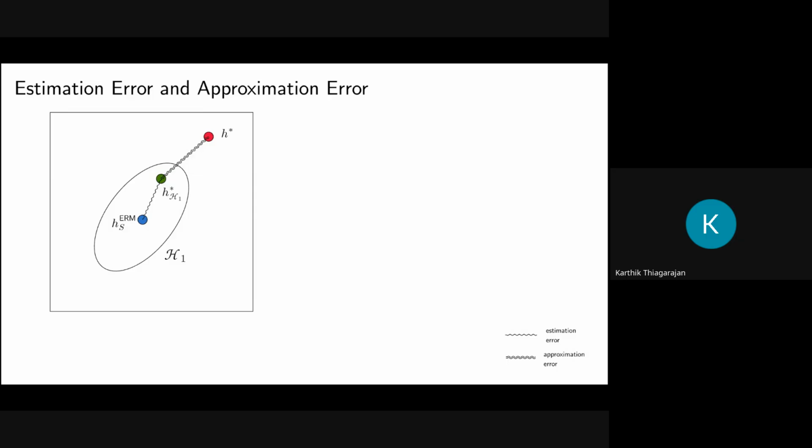You can think of H1 as, let's say, a shallow neural network with, say, 2 layers and 100 neurons in each layer. So that is the set of all neural networks which have 2 hidden layers, 100 neurons in each layer. That could be H1, for example.